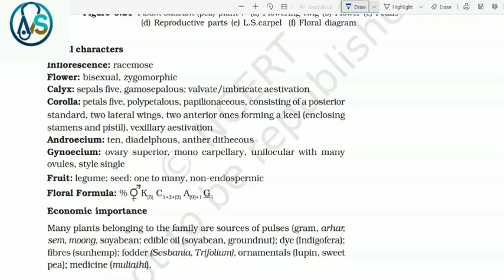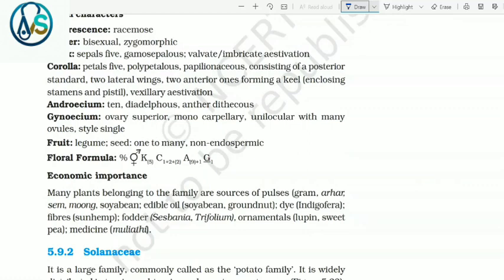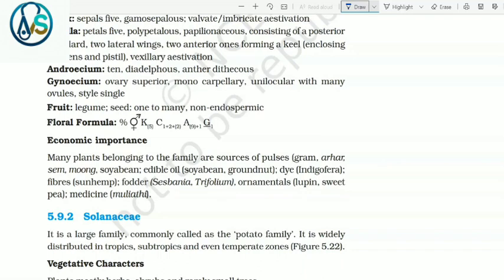Corolla: petals 5, polypetalous, papilionaceous, consisting of a posterior standard, 2 lateral wings, 2 anterior ones forming a keel enclosing stamens and pistil. Vexillary aestivation. Androecium: 10, diadelphous, anther dithecous. Gynoecium: ovary superior, monocarpellary, unilocular with many ovules, style single. Fruit: legume, seed 1 to many, non-endospermic.